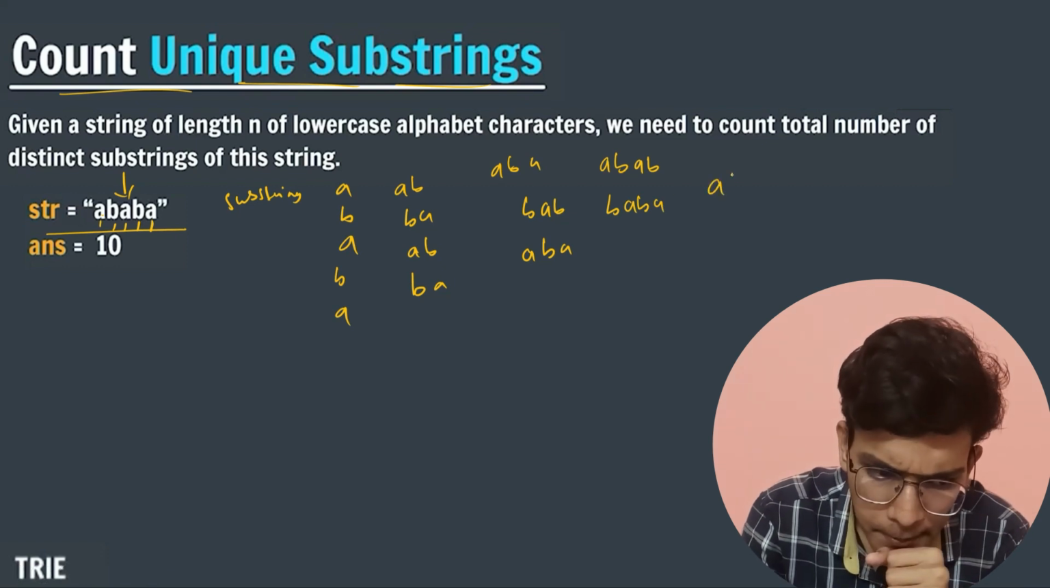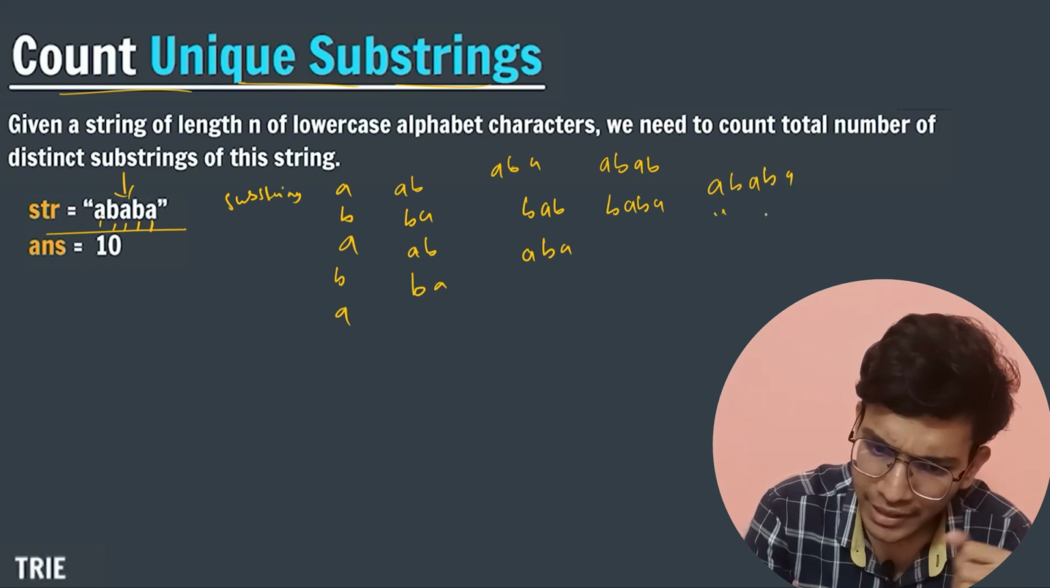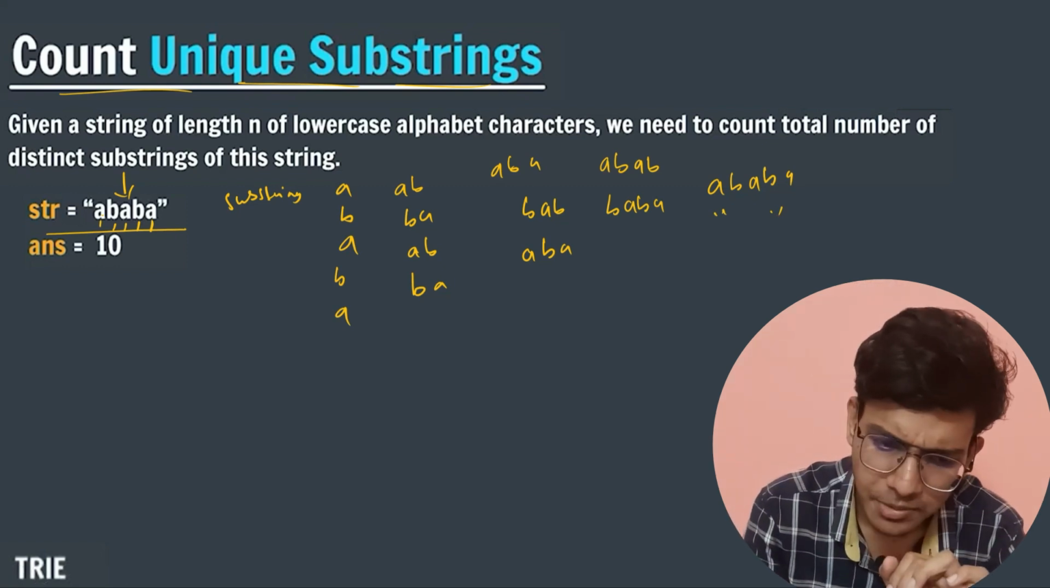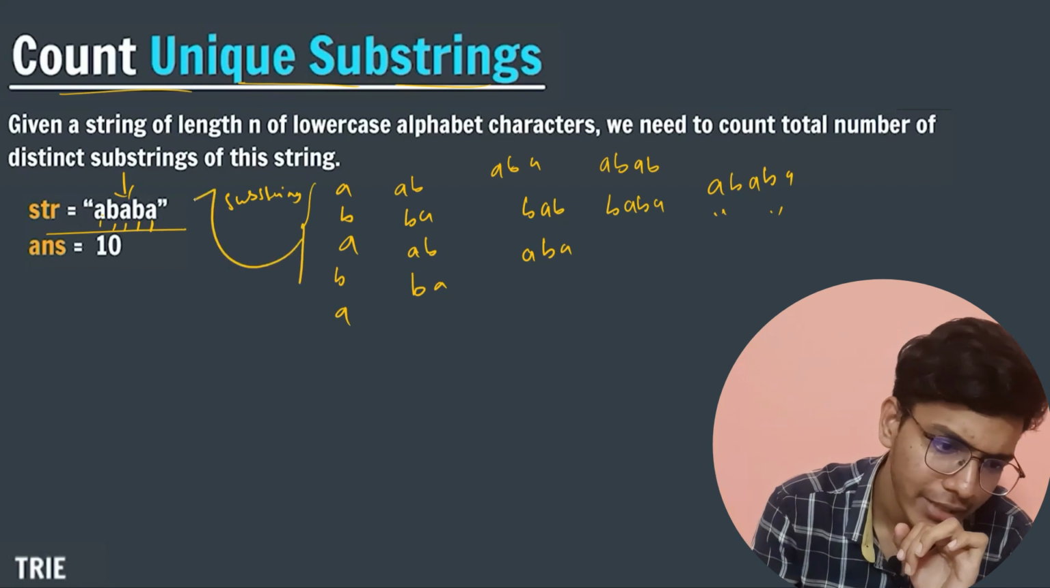Okay, so ABABA, or finally my empty string. Okay, so these are the total number of substrings that can be possible for the given string.